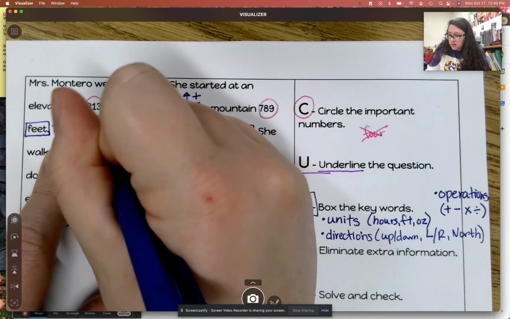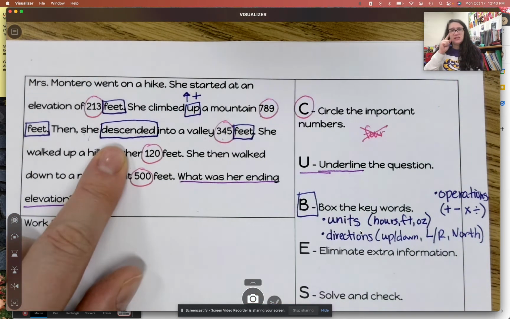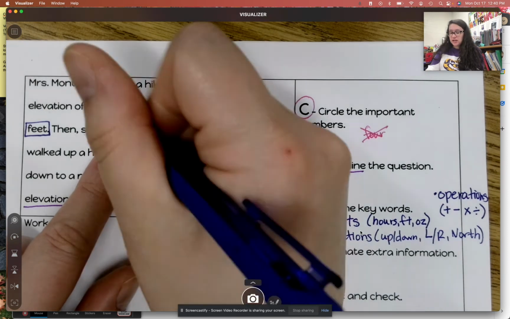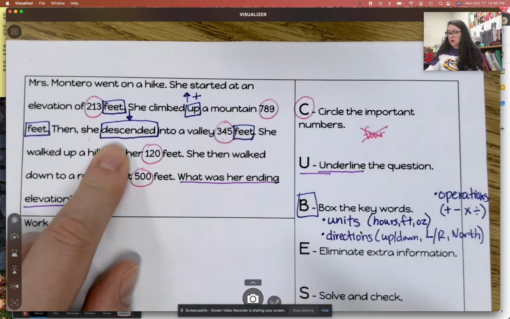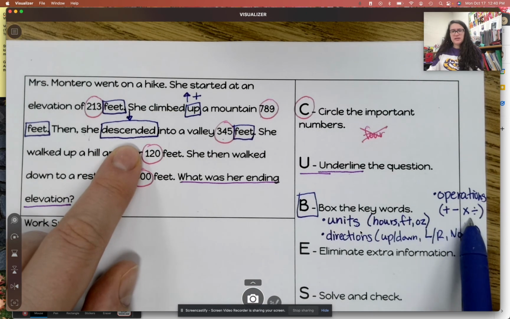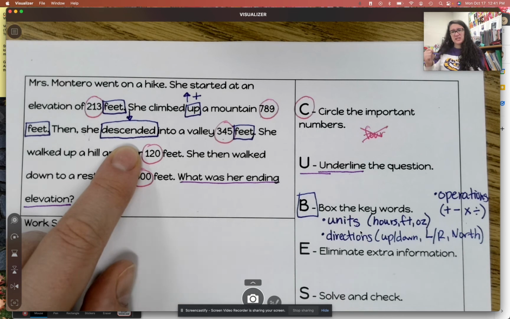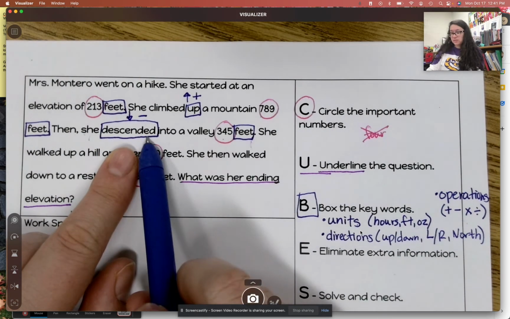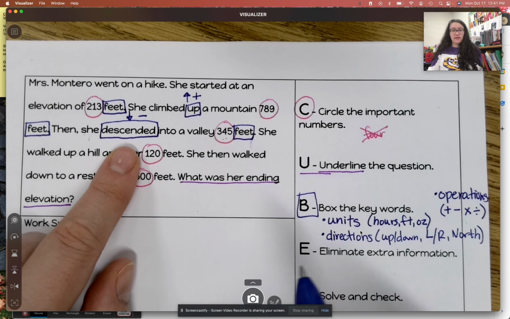Descended. What does descend mean? It's like descender in Spanish. Descend means we're going to go down. That's a direction, down. And then what operation do you think goes with descending? If we're going down, that means we're going to be subtracting a number. We're going to be subtracting this 345 feet.